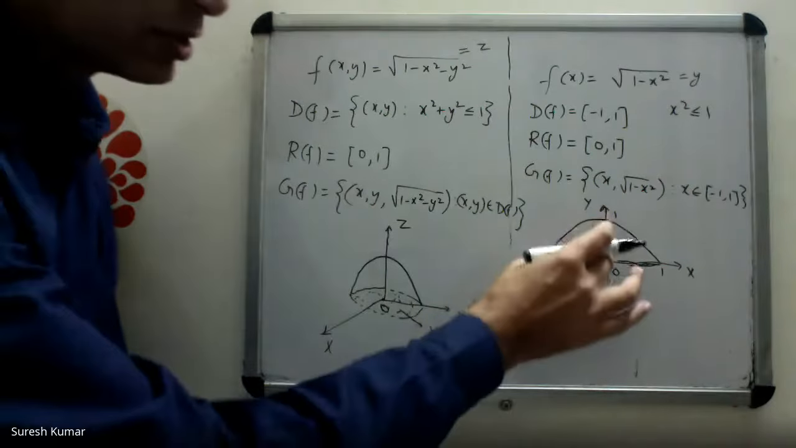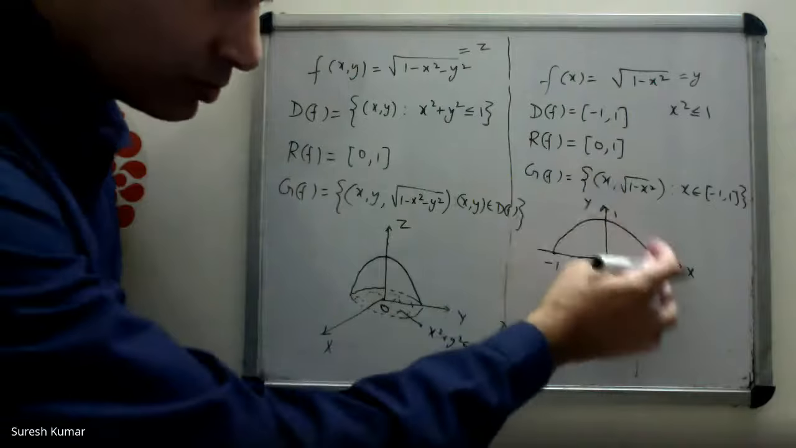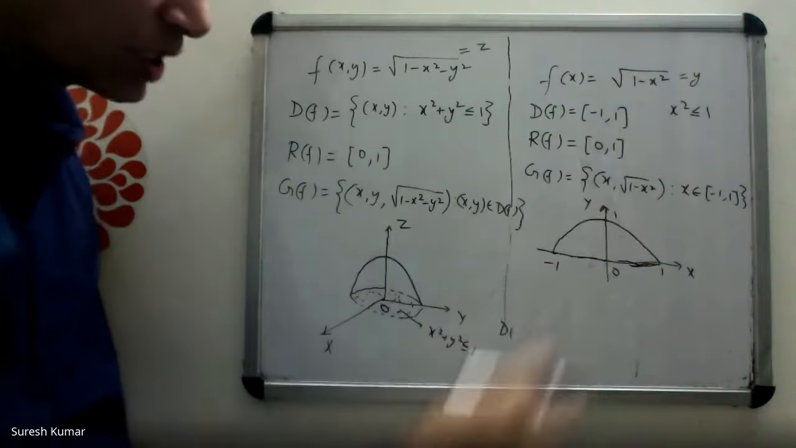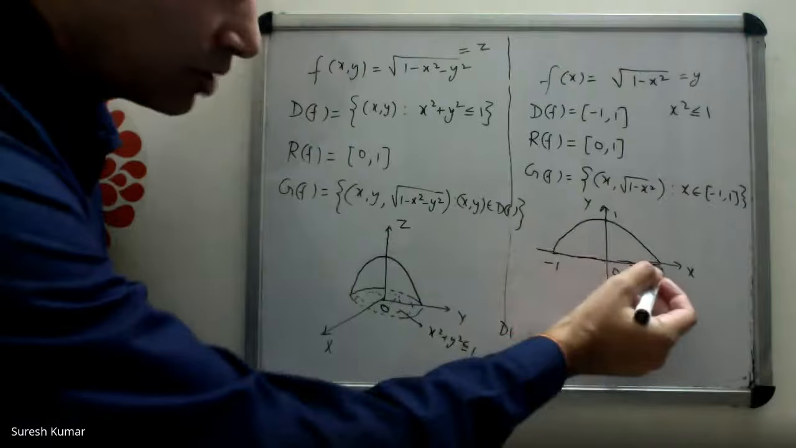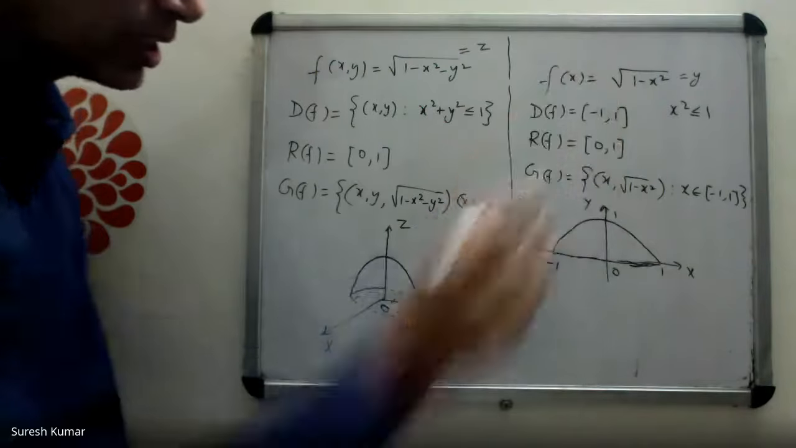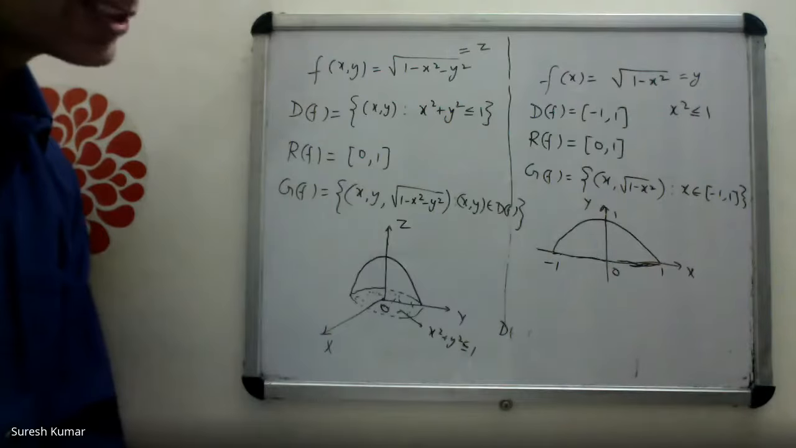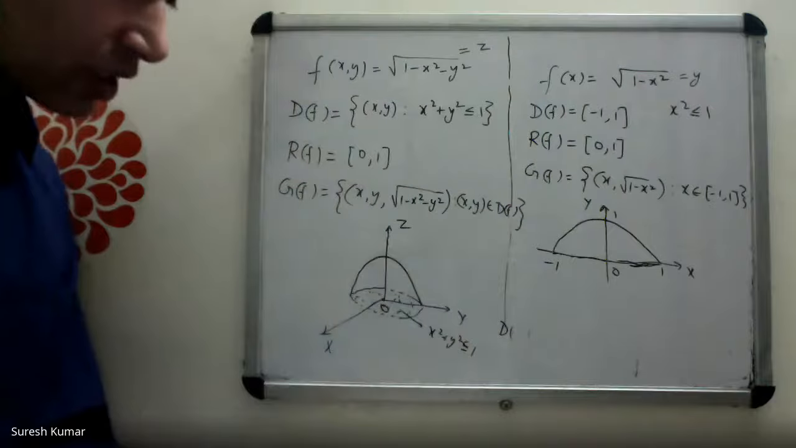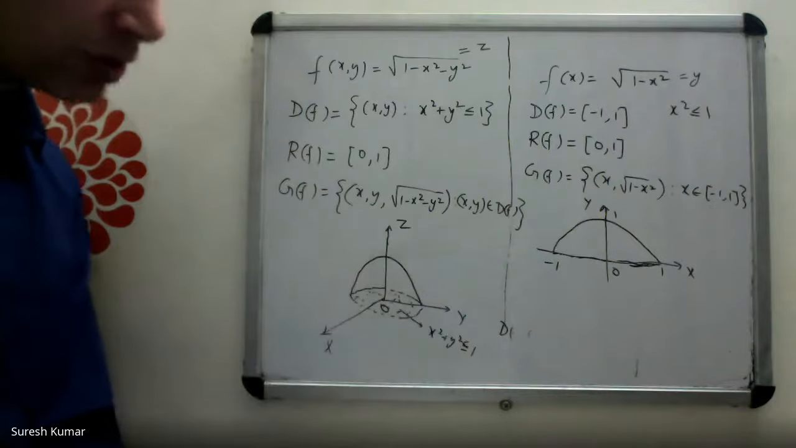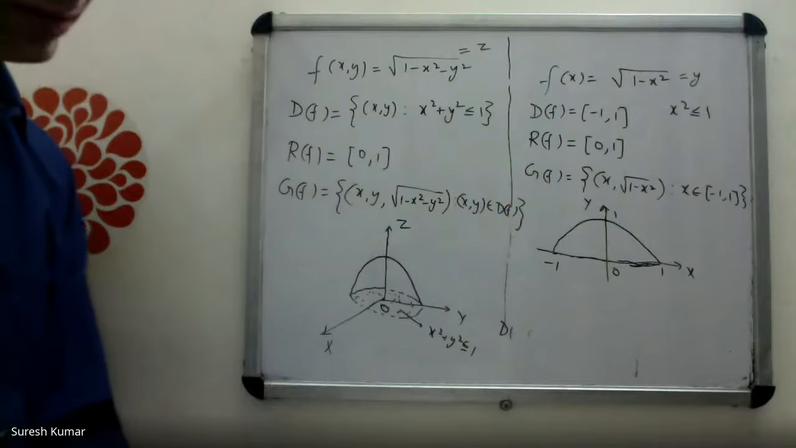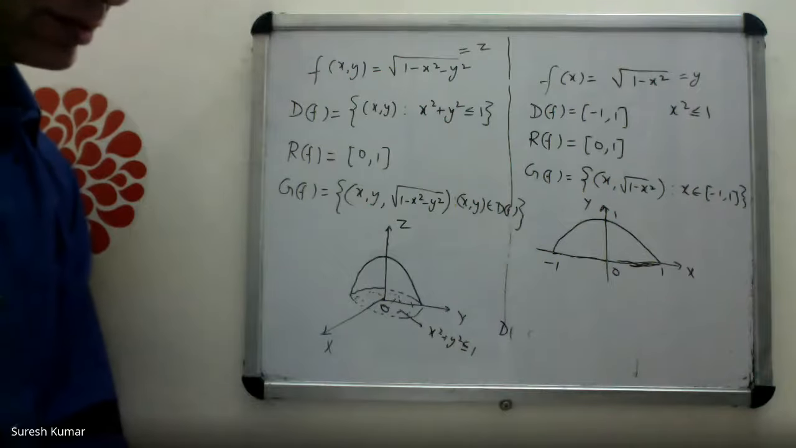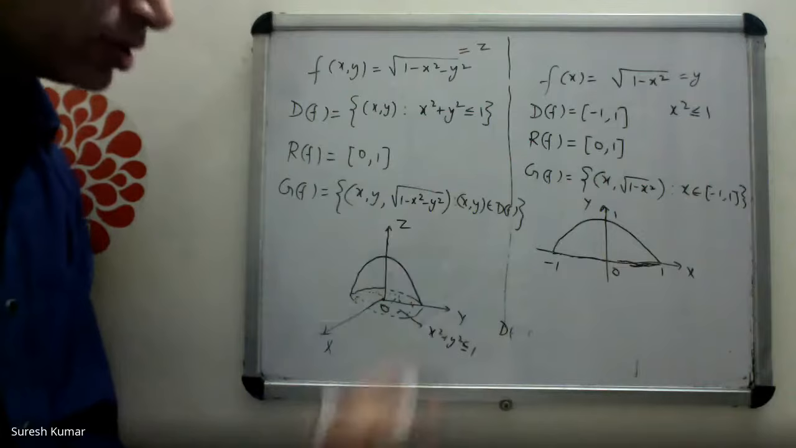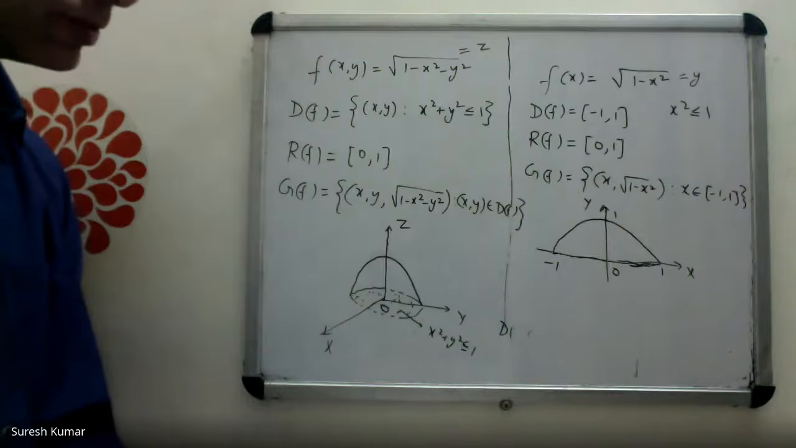And see this. If you project this semicircle on x-axis, you exactly get its domain, means you exactly get the domain of the function f(x), this function. If you project this hemisphere on xy plane, what do you get? This unit circular disk. Okay, so observe these differences. These are important.